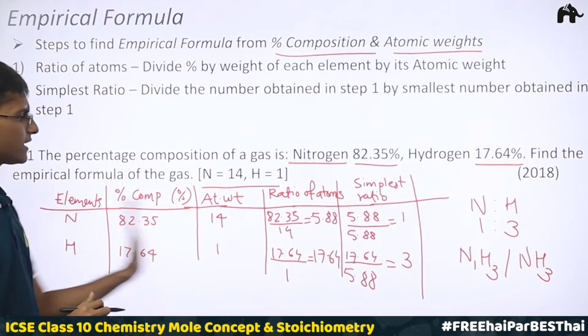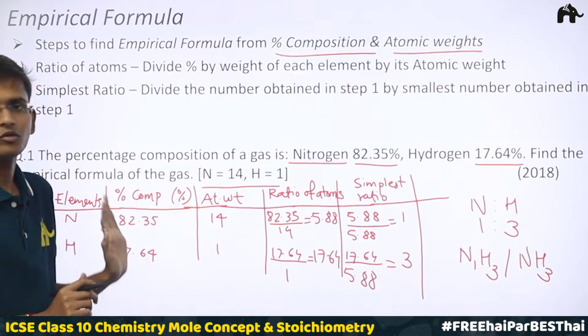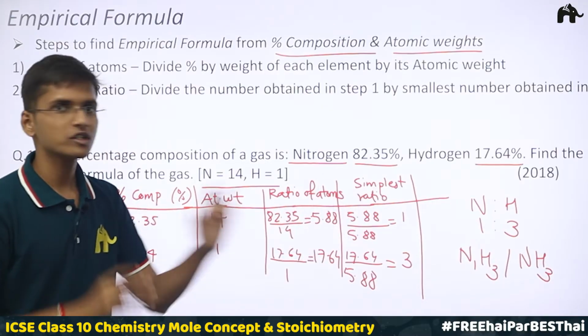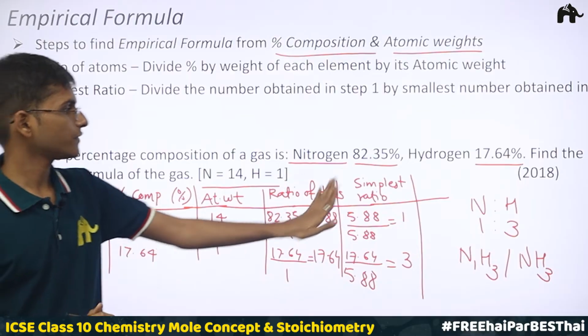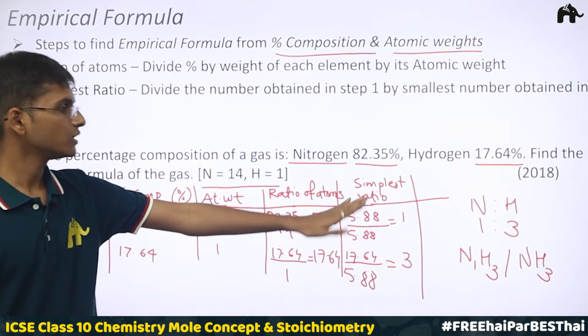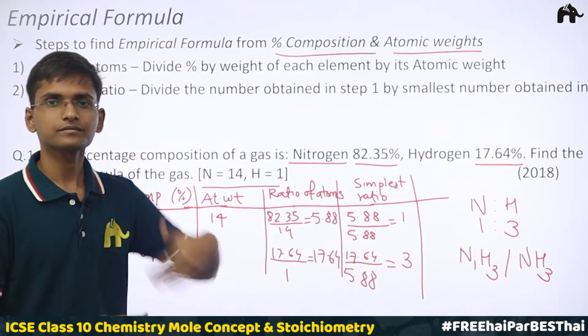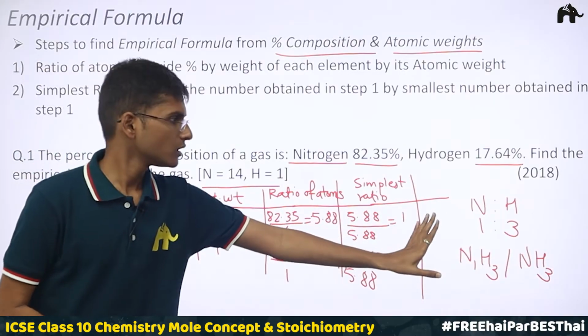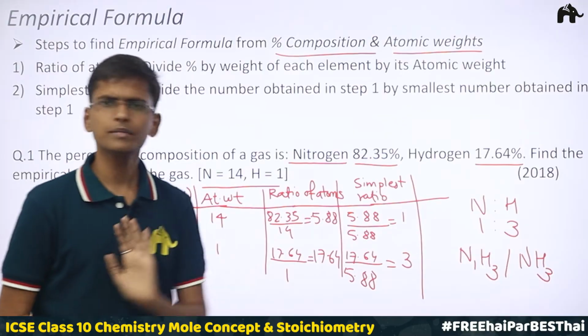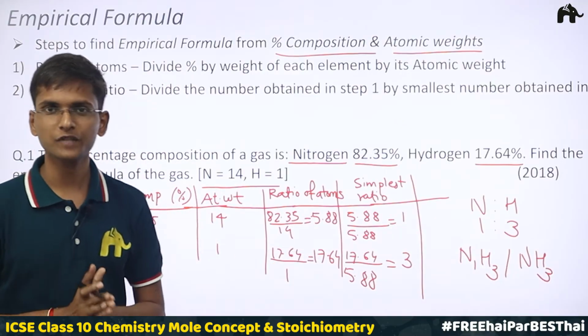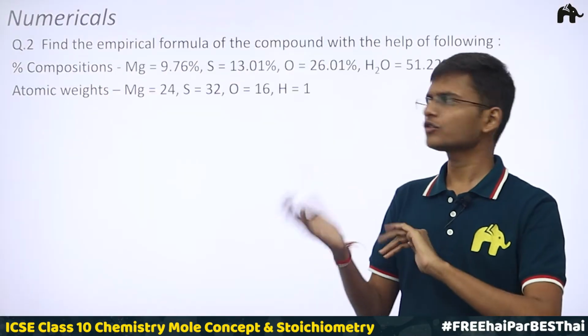The first 3 steps are exactly what you have been given, that you have to write. For the next 2, you just have to remember how to calculate the ratio of atoms and the simplest ratio, and then check whether the simplest ratio is a whole number ratio or not. And then you write the ratio and find the empirical formula. It's very easy. Understood? Now let's see the next type of question.